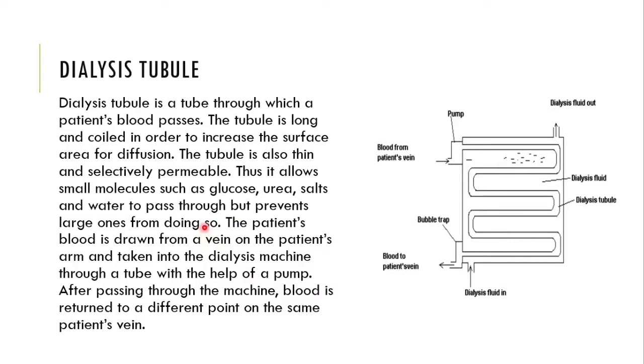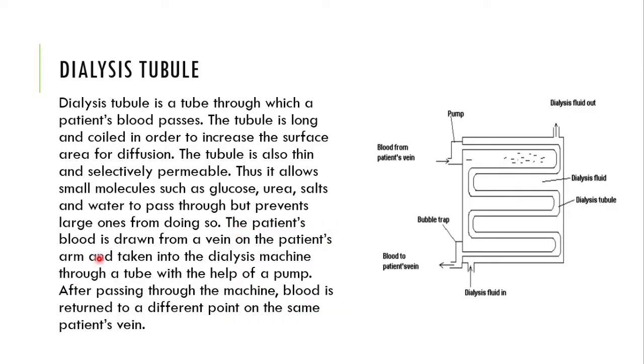Things like glucose. Glucose can pass through. Urea can also do that. Salts and water can also pass through. But this tube prevents large ones from doing so. It does not allow large molecules to pass through. That is why it is selectively permeable.